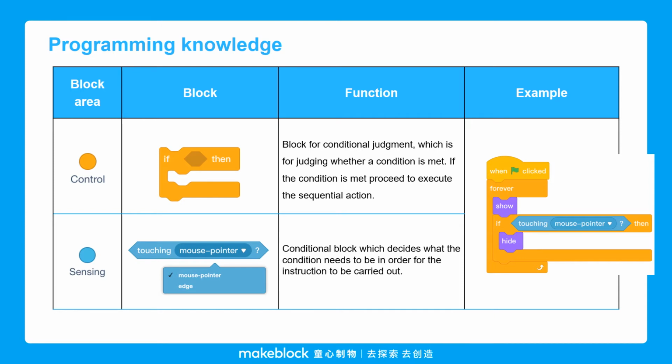Here is an example to show you how a conditional statement might work. If you look at the first purple block that says show, the function of this block is to display the sprite. However, if the sprite is touching the mouse pointer, or if your arrow is touching the sprite, then hide the sprite. So basically what this would do is it would make the sprite disappear every time your mouse touches it.